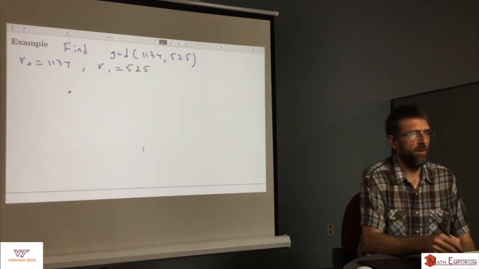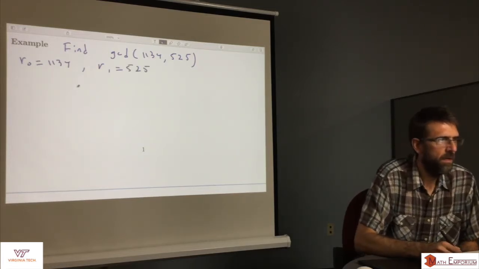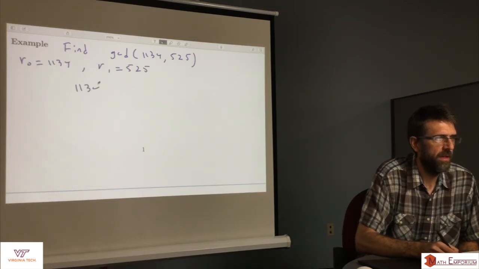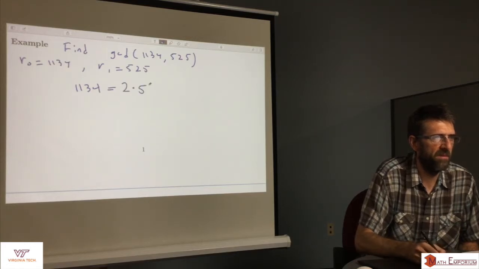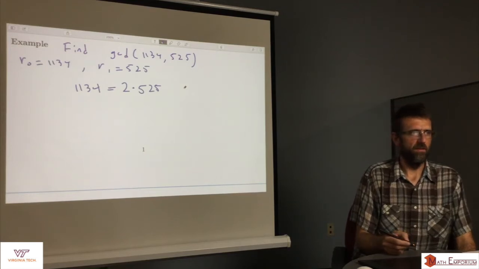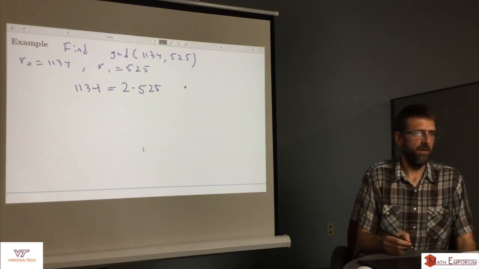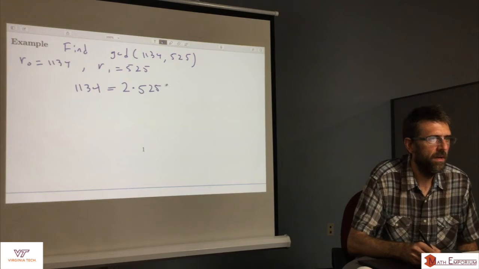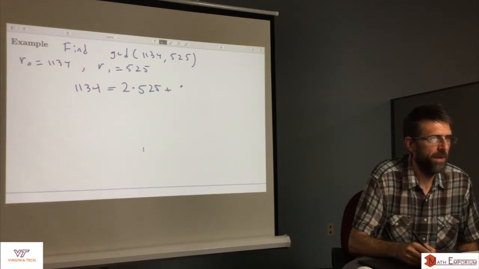Okay. 525 is my R1. And so what I'm going to do then is write 1134 as a quotient. So how many times does 525 go into 1134? Looks like it goes in twice. Okay, so 2 times 525. And it looks like my remainder there would be 84.